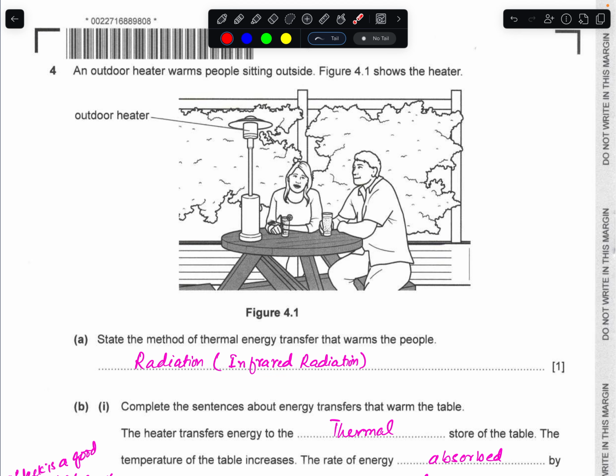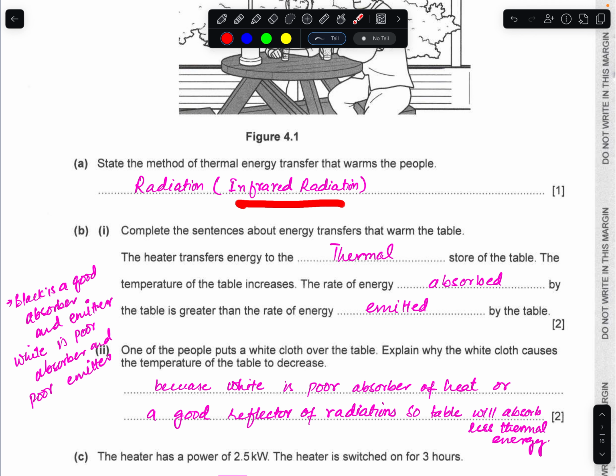Although if you don't know the exact radiation, like which type of radiation is emitted by the heater, you can just write radiation. You can write infrared radiation if you know, but most of the time, whenever an object is transferring heat, the heat is transmitted through infrared radiation from most electrical appliances.